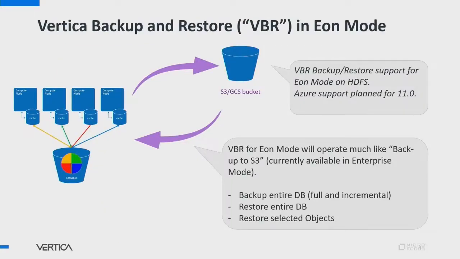Now let's take a look at backup and restore in Eon mode. It is the same as enterprise mode except that we allow backups to only cloud storage locations in Eon mode. Currently, we support backups to S3 and GCS. Backups to Azure and HDFS are supported starting Vertica 11. However, for the object restore to work in Eon mode, you should have the same shard subscriptions. If the shard subscriptions have changed, you cannot do object restore but can do a full restore.